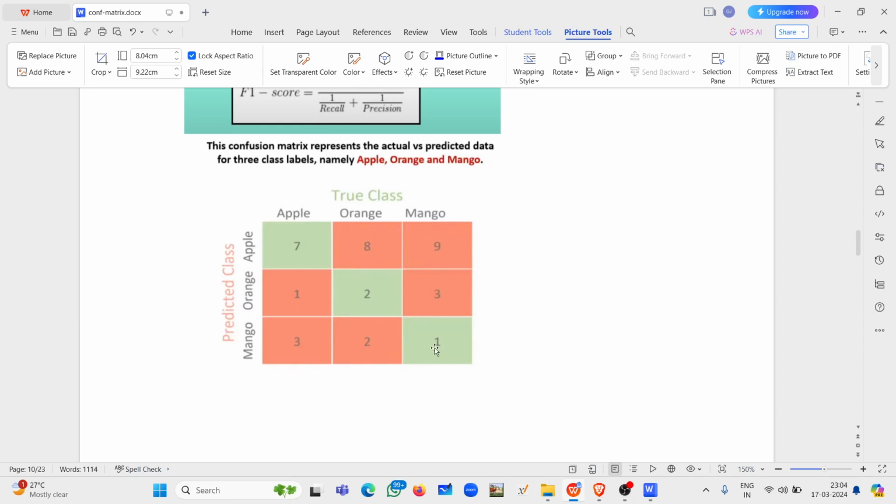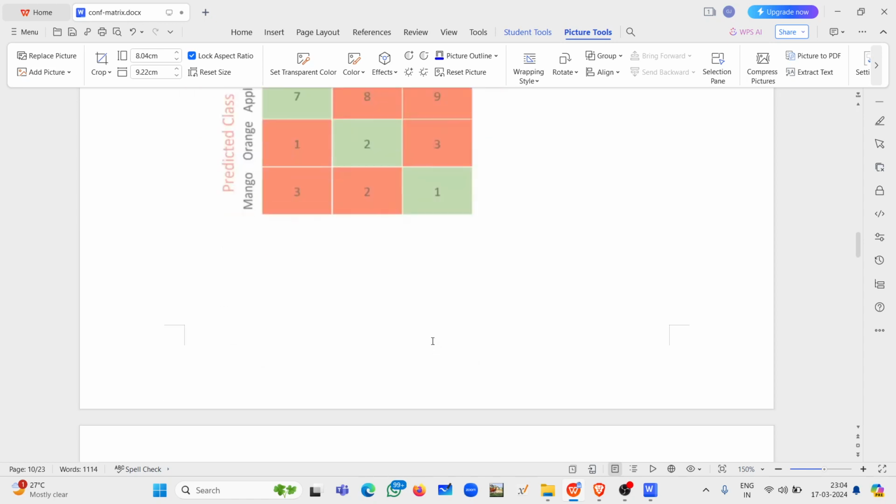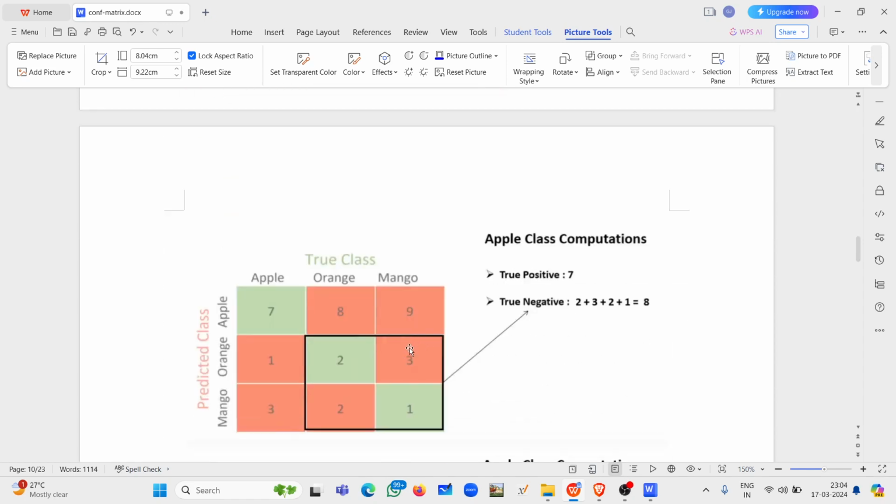It's clear. So now from this, how do we calculate the true negative and all the other things? I will tell you. For apple, the true positive is 7. Then how do you calculate the true negative? Just leave that row and that column, and the remaining you just add up, that is the true negative: 2 plus 3 plus 2 plus 1, that is 8. Clear? So this is true positive and this is true negative.